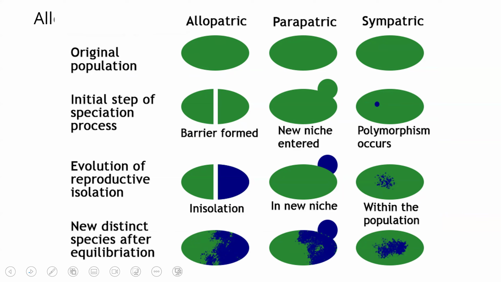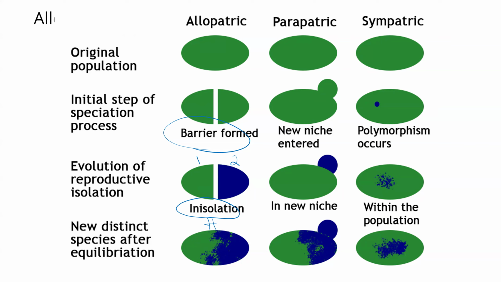So the most straightforward is allopatric, where you form some kind of geographical barrier and they become isolated. So we form species one and species two. When you bring them back together, you can get some hybridization that takes place in between, but overall they are different species.